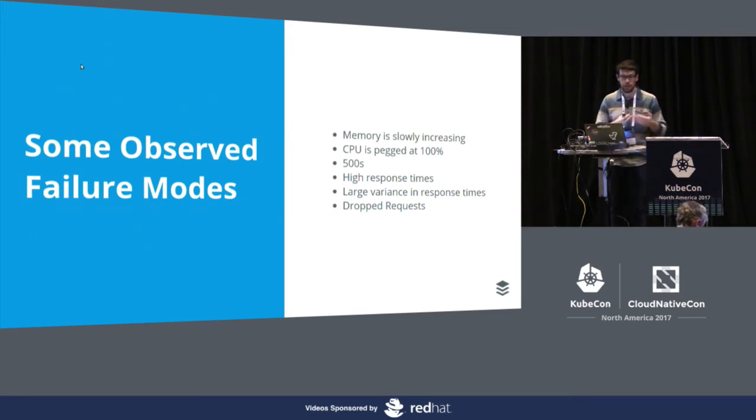Another classic one is you just see a bunch of 500s. You see high response times. And a stranger one is a large variance in response times. That one can happen with queuing. And then the last one is just requests get dropped and you never get a response.